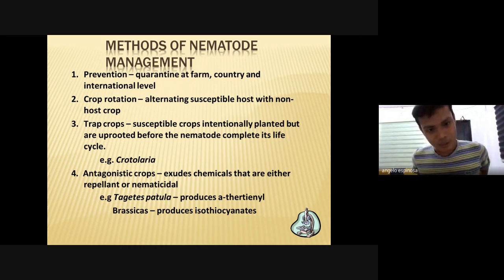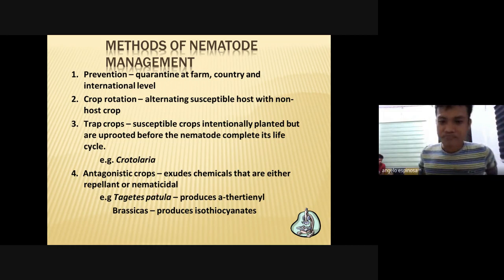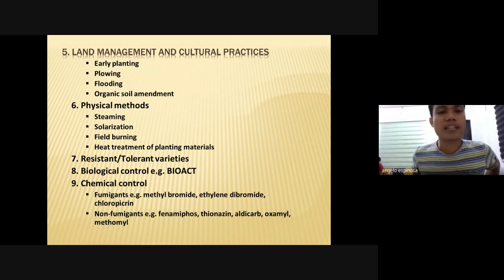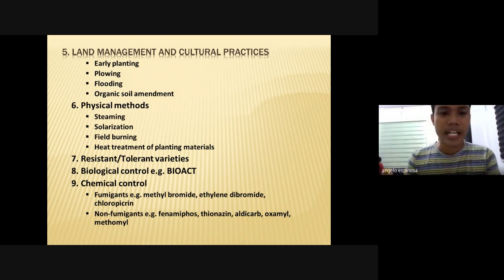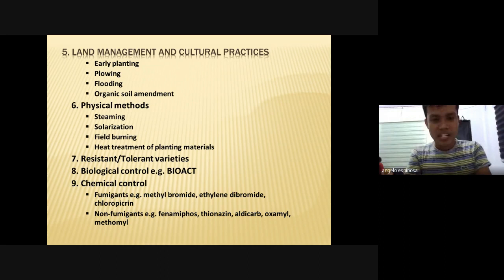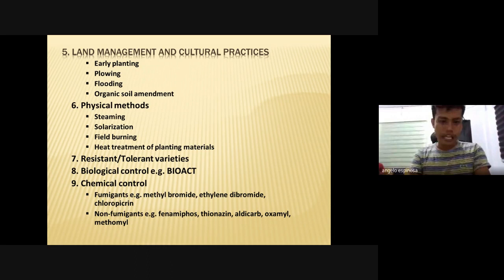Example, we have crotalaria. And we have antagonistic crops, which exude chemicals that are either repellent or nematicidal. Or you can also use nematicides. And we have land management and cultural practices: early planting, which is very important, plowing, flooding, organic soil amendment. Physical methods: steaming, solarization, field burning. Then heat treatment of planting materials. Pwede din. And then resistant or tolerant varieties against nematodes. Then biological control, example, the bioactive. And we can use fumigants. Chemical control, we can use methyl bromide.